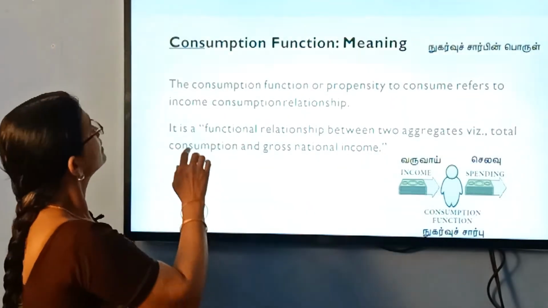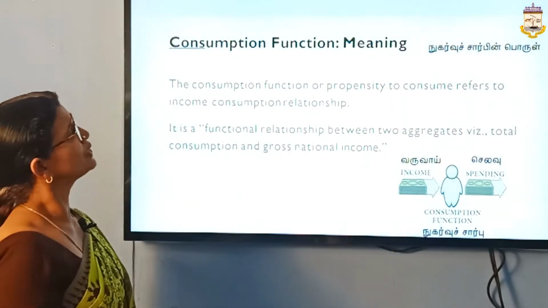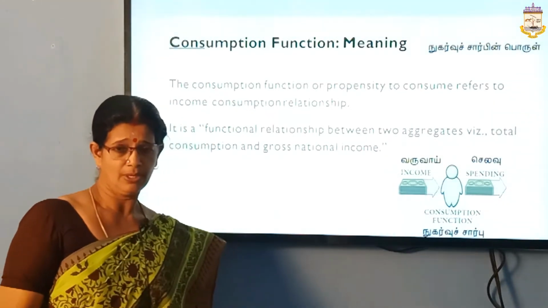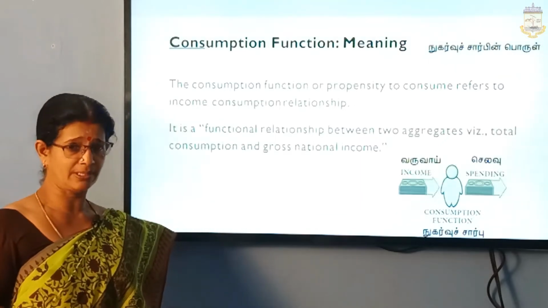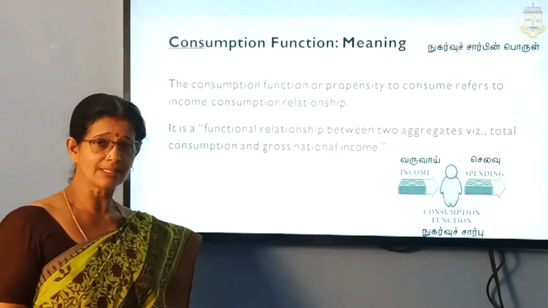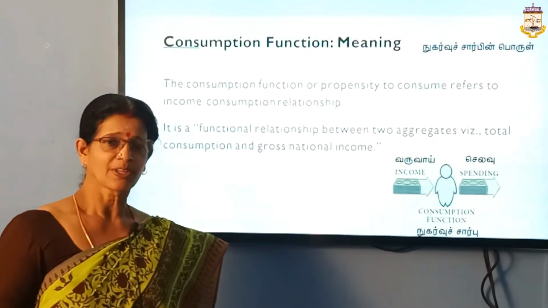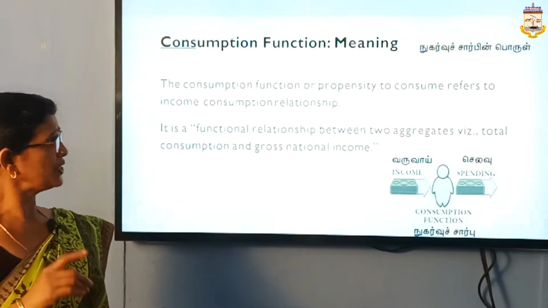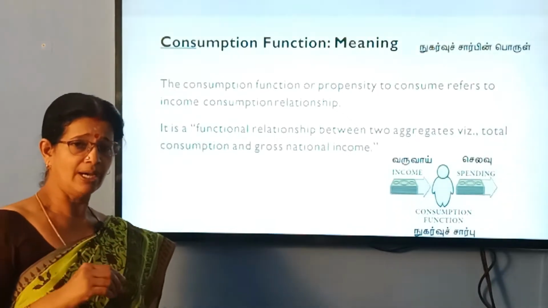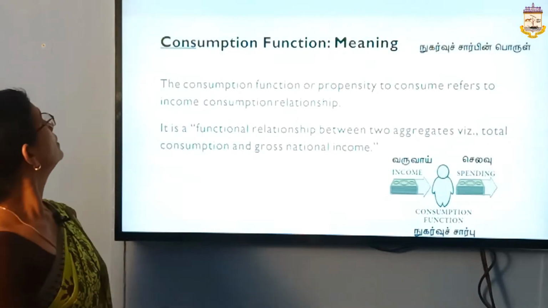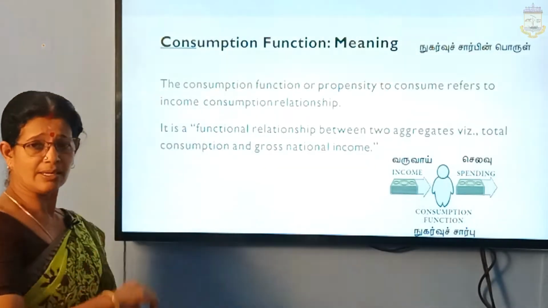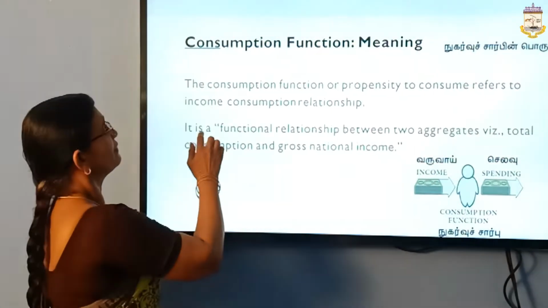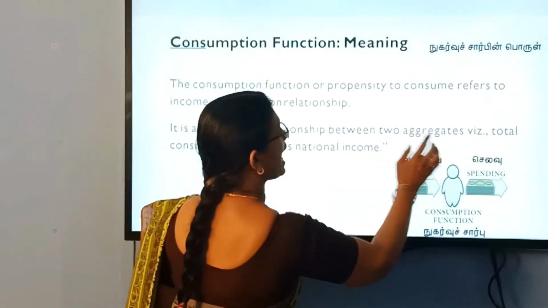So, here the consumption function or propensity to consume refers to the income consumption relationship. So, what is consumption expenditure? Consumption expenditure is the proportion of income spent on consumption of goods and services to satisfy our wants from a given level of income. So, there is a functional relationship between income and consumption. So, it is a functional relationship between two aggregates.